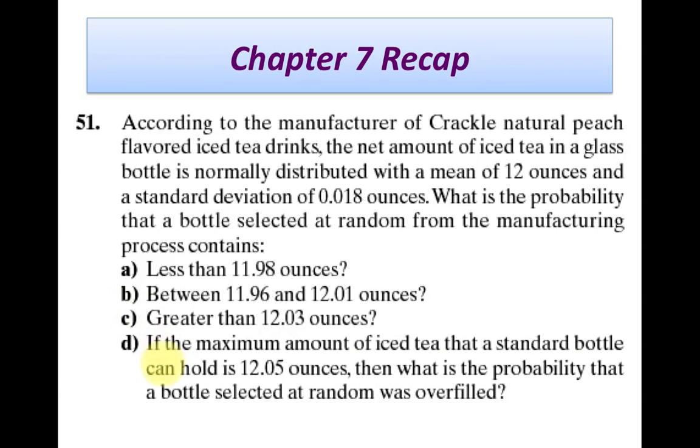If the maximum amount of iced tea that a standard bottle can hold is 12.05 ounces, then what's the probability that a bottle selected at random was overfilled? Again, you're being asked for probability, so you're going to be using normal CDF. And the probability of being overfilled would be its probability of having more than 12.05 ounces.